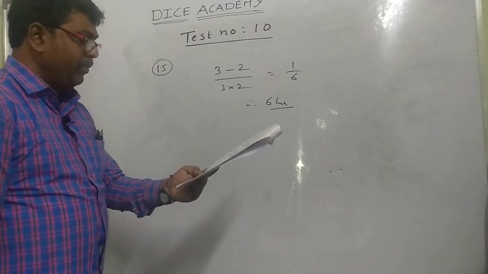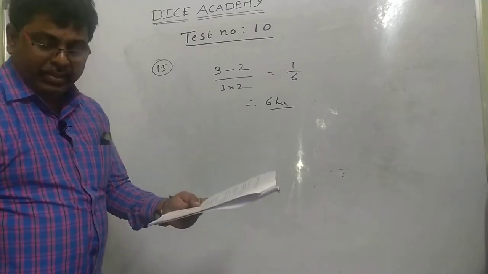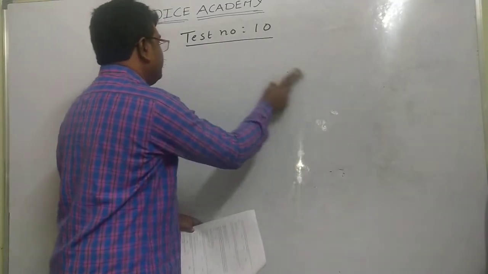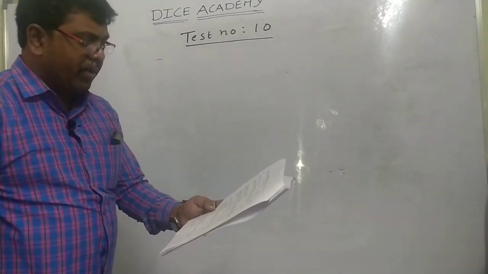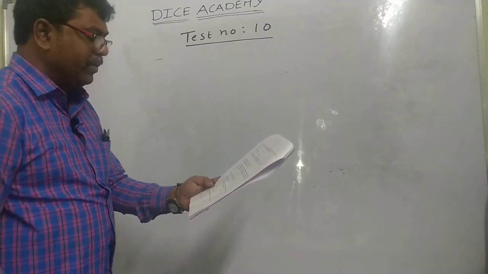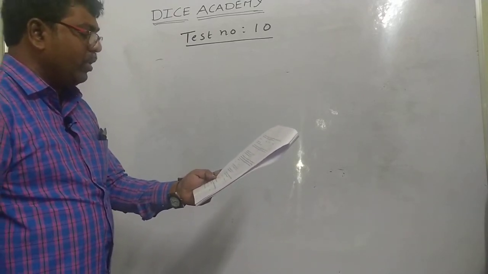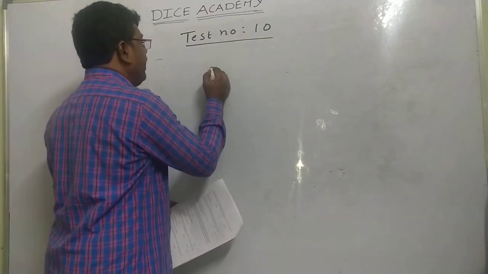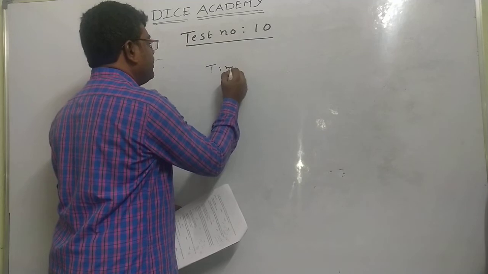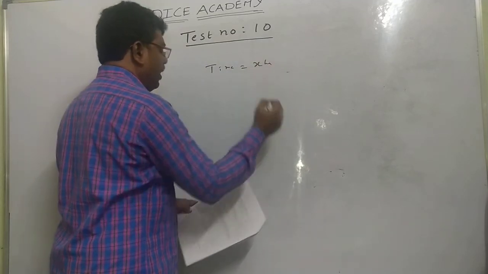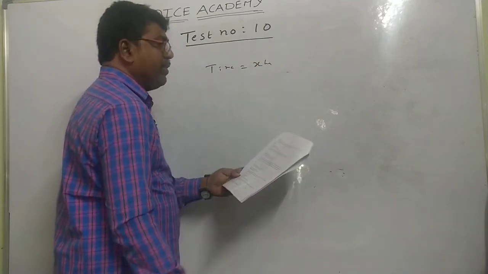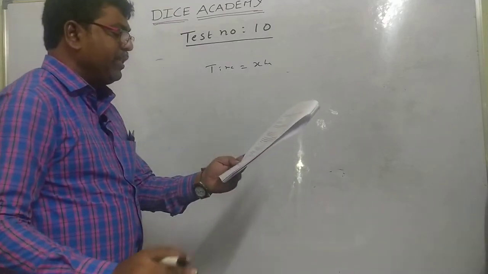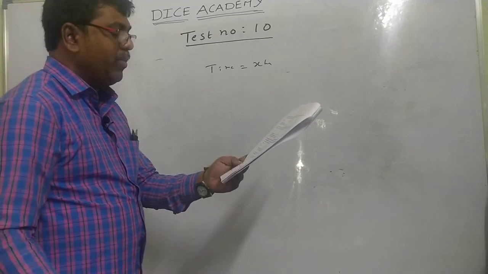This is the 15th problem. Go for the 16th problem. If a person walks at 14 kilometers per hour instead of 10 kilometers per hour, he would have walked 20 kilometers more. The actual distance is dash. First of all, assume the time is x hours, how much time he was taking. Now the difference of distance is given, since he was moving with a speed of 14 km per hour and also 10 km per hour.